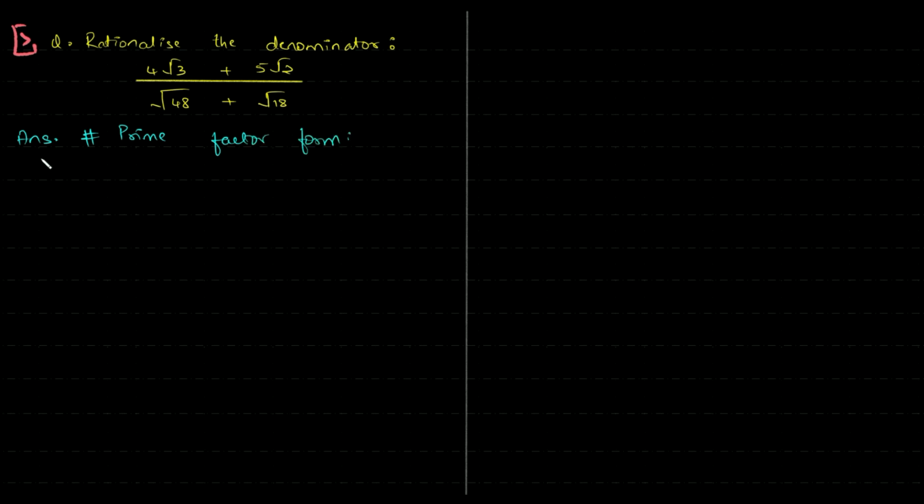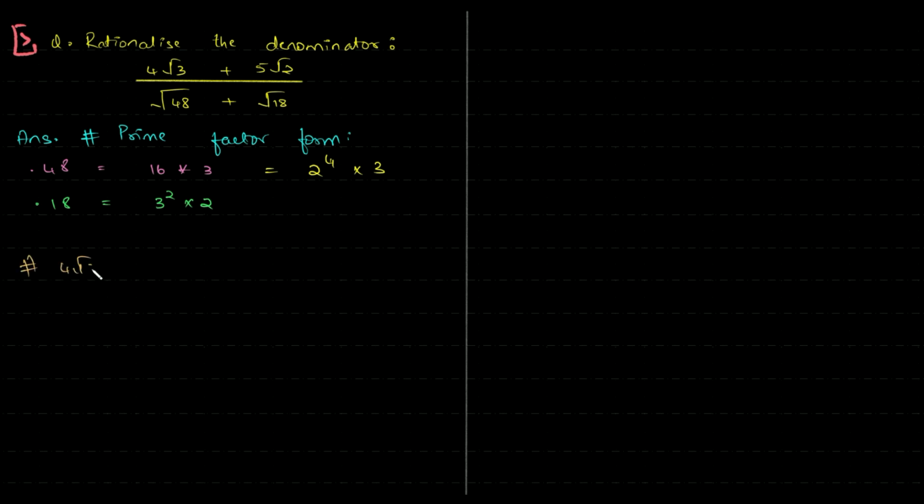So the very first number is 48, which is 16 into 3, which in turn can be written as 2 to the power of 4 into 3. Next is 18, which can be written as 9 into 2, so 3 square into 2. Okay, and now all we have to do is take up the question and substitute it, that's all.